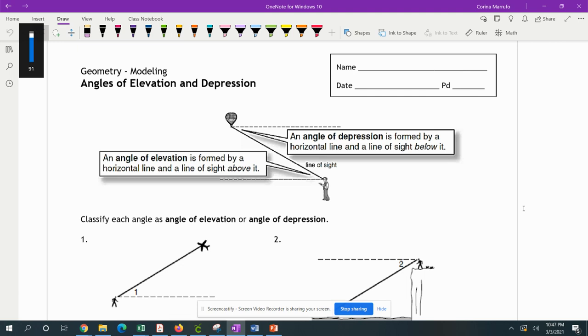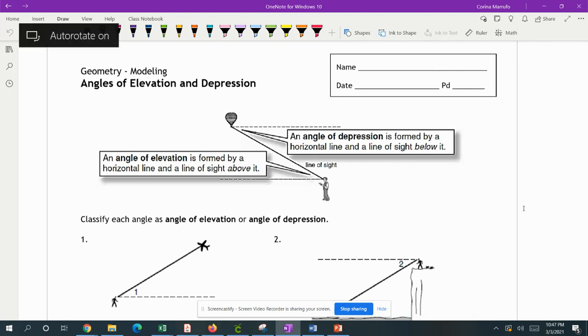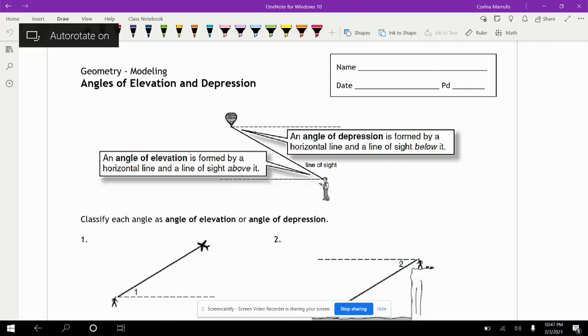All right, so our next lesson is going to be angles of elevation and depression. Okay, so an angle of elevation, so say you're this person down here at the bottom, and you have to look up to this air balloon, okay? So that is considered an angle of elevation because you're going to have to look up, okay? This angle goes up this way, okay?